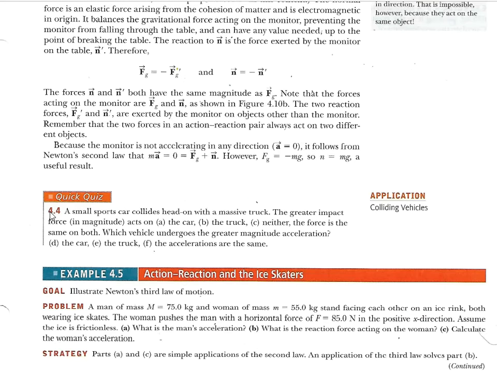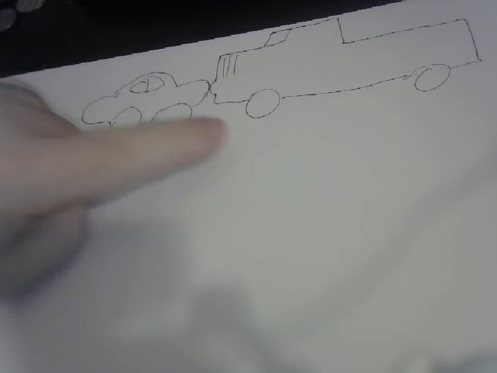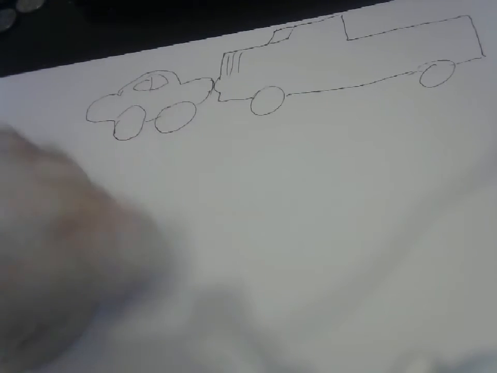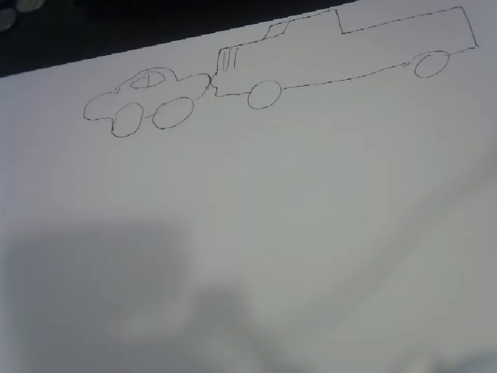So here is a quick quiz. Imagine a small sports car colliding head-on with a massive truck. The greater impact force acts on A, the car, B, the truck, C, neither. D, the force is the same on both. So here's our little car, here's our massive truck, and they collide bumper to bumper. At the location of the bumper, which one of these guys is going to experience a larger amount of force?